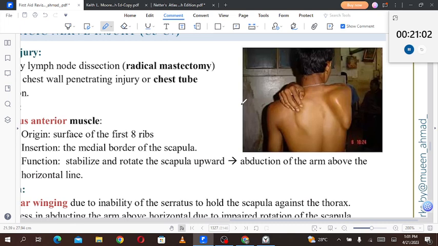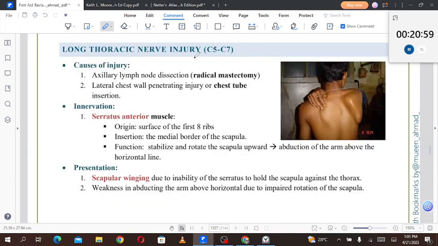Now let's talk about the long thoracic nerve injury. The long thoracic nerve supplies the serratus anterior muscle. Causes of injury: axillary lymph node dissection, radical mastectomy as we have seen in the table before, lateral chest wall penetrating injury or chest tube insertion. That is very important, that on the lateral wall we most commonly insert the chest tube. If during the insertion of the chest tube we somehow inadvertently damage the long thoracic nerve, the person can present to us with a winging scapula.